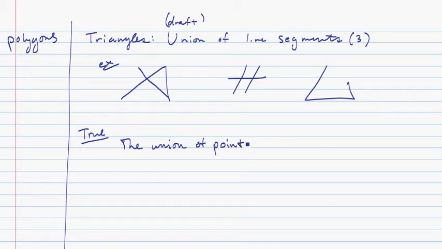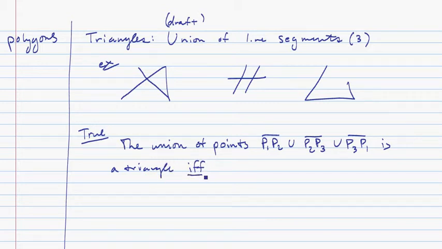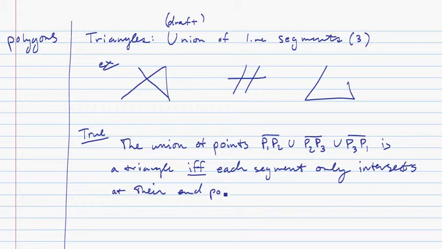The union of points P1 to P2 line segment, union P2 to P3 line segment, union P3 to P1 line segment is a triangle if and only if, remember that IFF means if and only if, each segment only intersects at their endpoints and are not collinear.